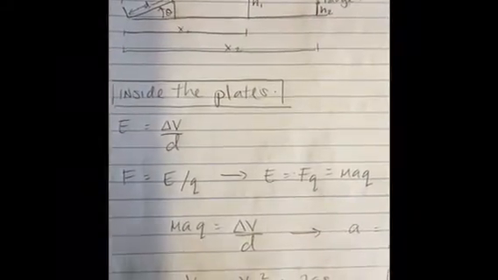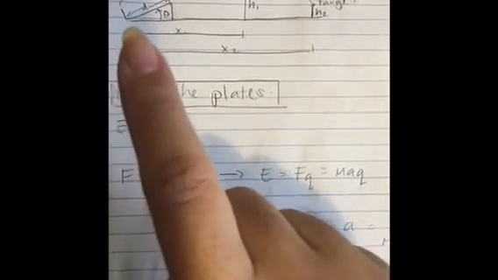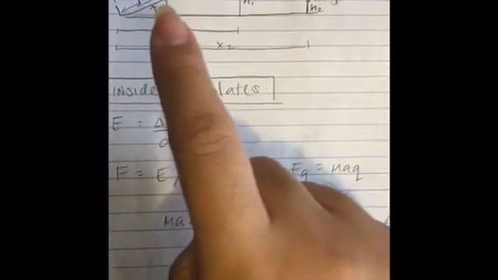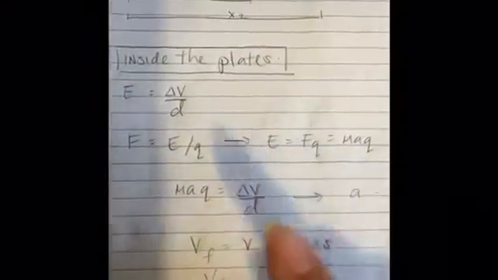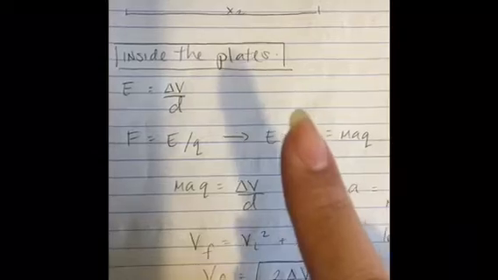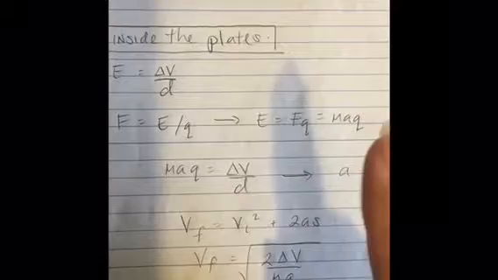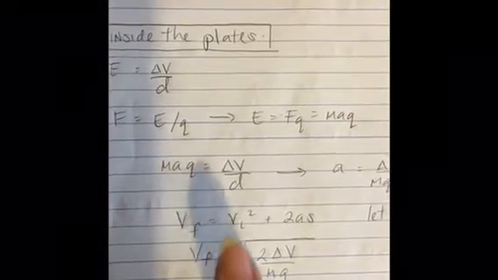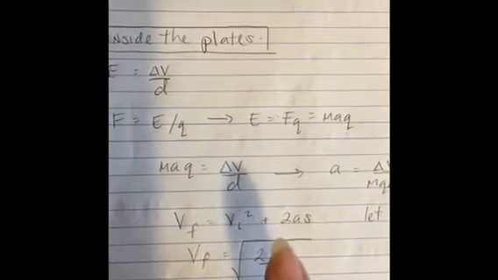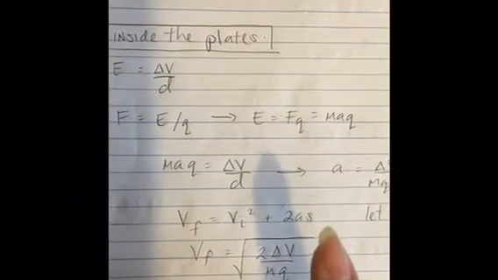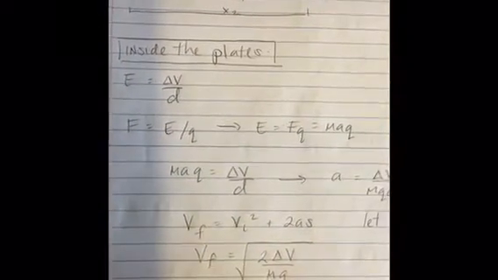This is how I calculated the delta V, D, and theta required to launch a charged particle from here to the target. First, I calculated the electric field inside the plates, and after that, I tried to solve for acceleration to put into the equation VF squared is equal to V initial squared plus 2AS in order to determine projectile motion.